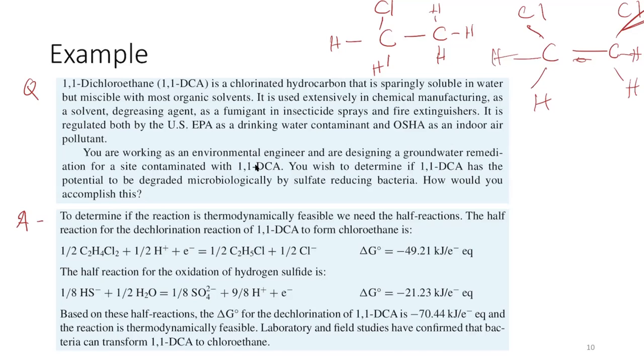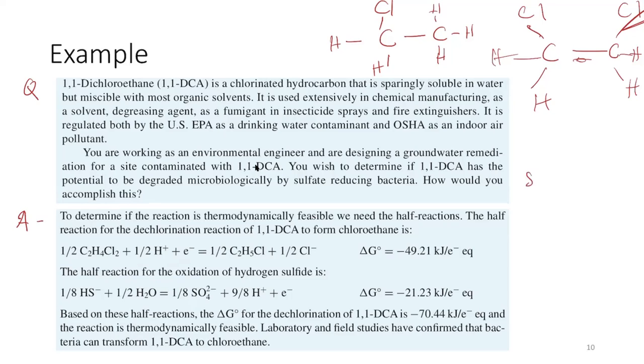You're working as an environmental engineer and are designing a groundwater remediation for a site contaminated with 1,1-DCA. You wish to determine if 1,1-DCA has the potential to be degraded microbially or microbiologically by sulfate-reducing bacteria. How do you accomplish this? Okay, so that's a long question. The point here is that you have a location which is polluted with DCA and you have a solution. You are saying that I can degrade it if I have bacteria which does sulfate reduction. Sulfate reduction means, if you think of sulfate reduction, sulfate-reducing bacteria.